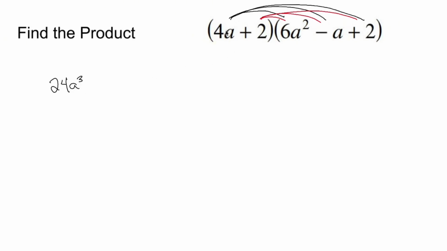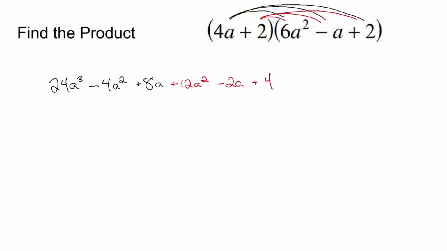Now let's do it again. 4a times negative a is going to be 4 times negative 1, so negative 4, and a times a is a squared. Let's do it again. 4a times positive 2 is 4 times 2, which is 8, and a times nothing like it is just a. So we distributed 4a to those three, done. Now let's do the 2. 2 times 6a squared is going to be 2 times 6, which is 12, and then a squared just comes along for the ride. 2 times negative a is negative 2a. And 2 times 2 is positive 4.